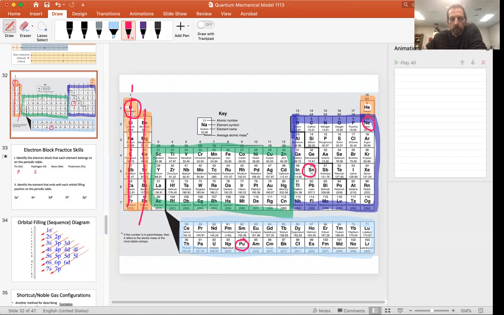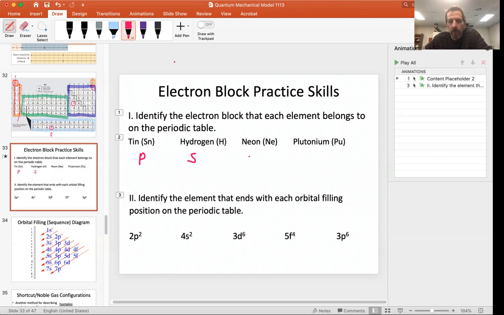Neon's also in the P block in that region of purple shading where there are 6 elements across. Plutonium, however, is in the region where there's 14 elements across. So neon's in the P block, but plutonium is found in the F block. Neon's in the P1, 2, 3, 4, 5, P6 position. Plutonium's in the F1, 2, 3, 4, F5 position. We didn't really ask that yet, but neon we know is in the P block, plutonium in the F block. Okay, so that's the first skill that I wanted to make certain that we spoke about.